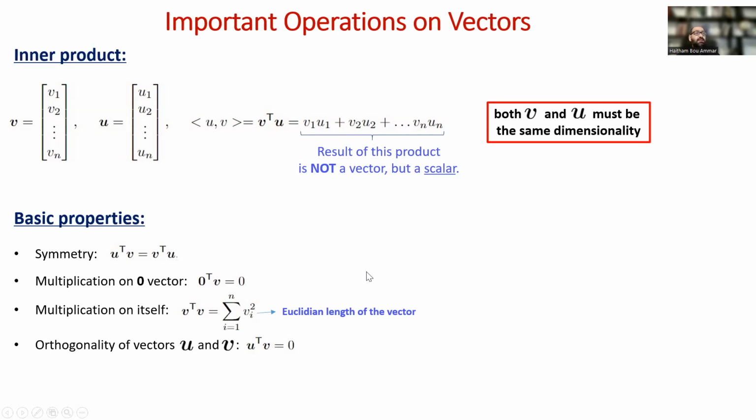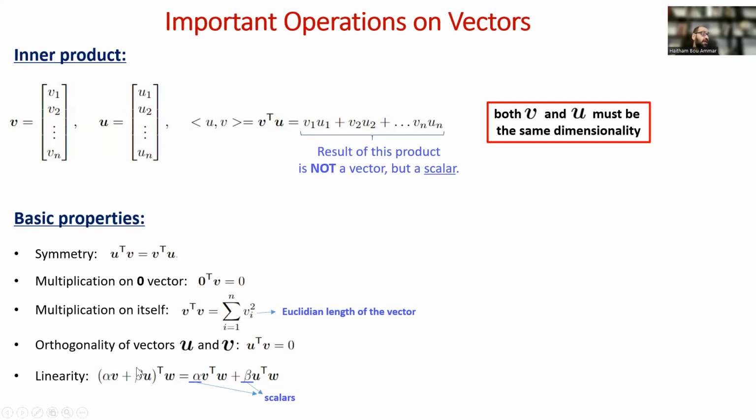And now, if two vectors are orthogonal, meaning they form a 90 degree angle between each other, then if you take the inner product between them, you will actually get 0. And then the linearity property holds.